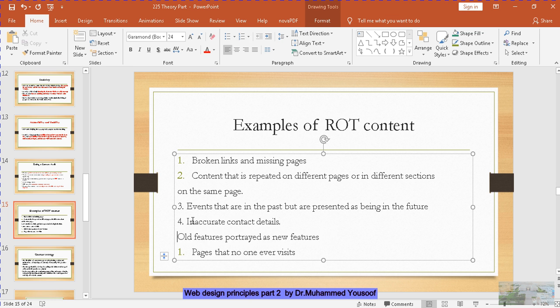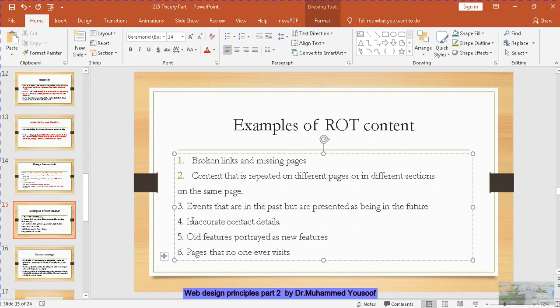Old features are portrayed as new features. The old features which are not very useful are portrayed as new features. There are some pages in the website design which nobody visits. You can see that that page has not got any hits. When a page does not get any hits, it means the page is not liked and is of no use for anybody. So you have to look at those. These are some examples of ROT content.